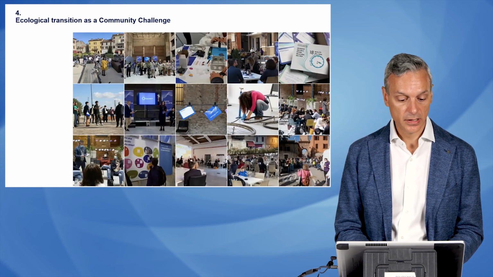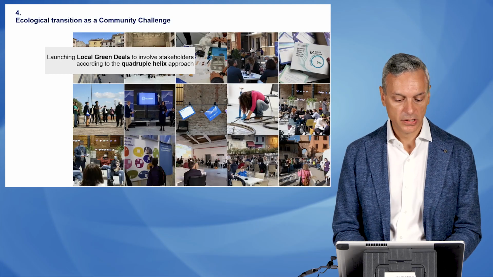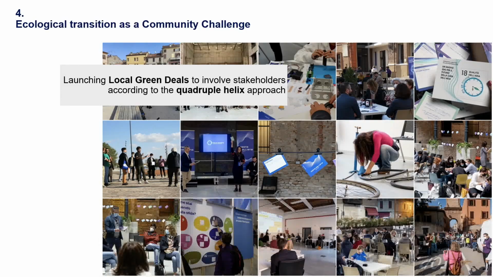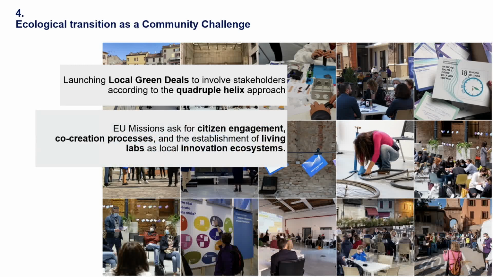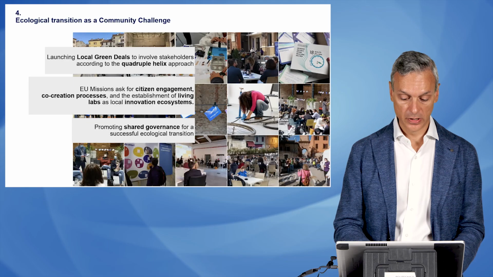The fourth point is ecological transition intended as a community challenge. Of course, this is very important because we have to think about how to involve citizens and people in this transition to eco-cities, launching, for instance, local green deals to involve all the stakeholders according to a quadruple helix approach. Of course, the EU, for instance, is pushing a lot to apply different methods in co-creation, also through living lab approaches and to create innovative ecosystems. And of course, the final goal is to promote really a shared governance for a successful ecological transition.